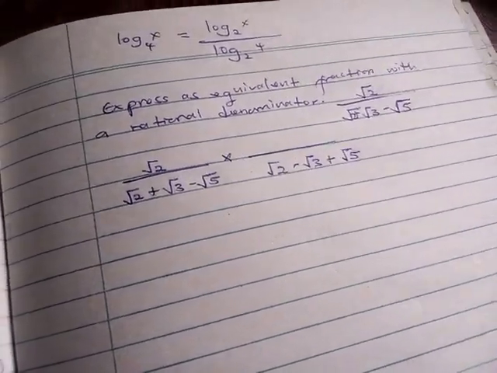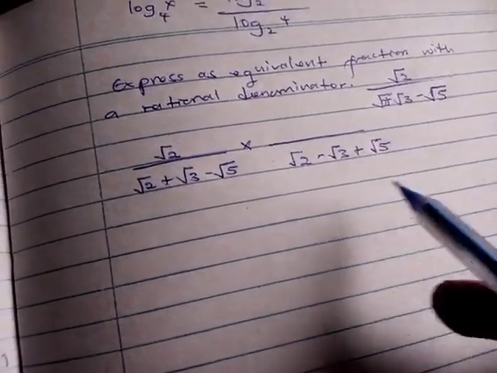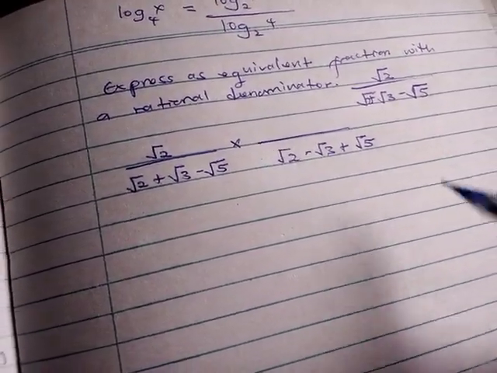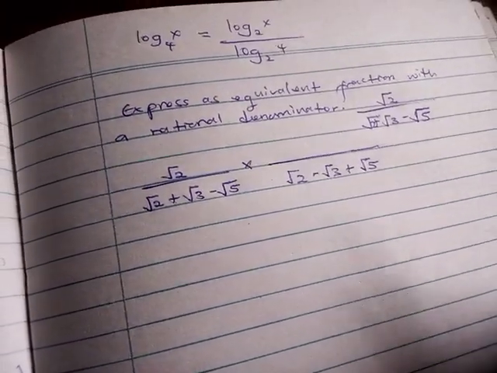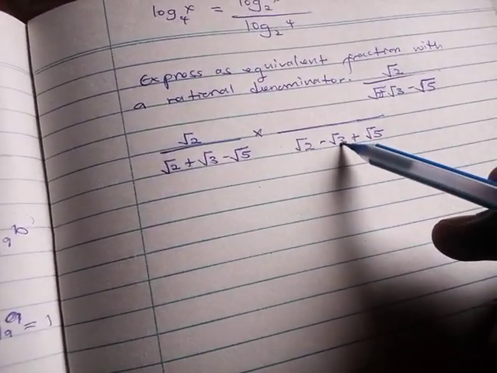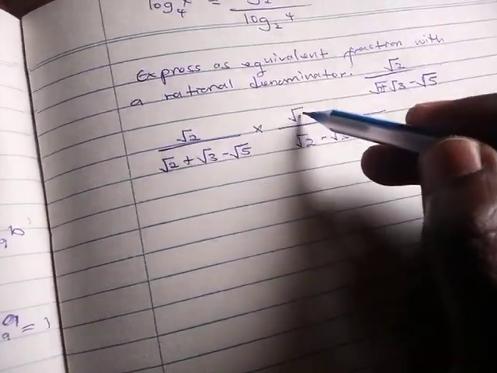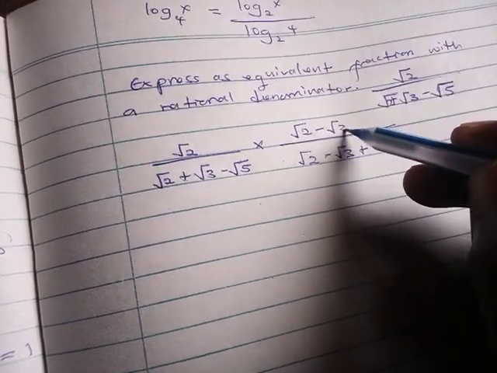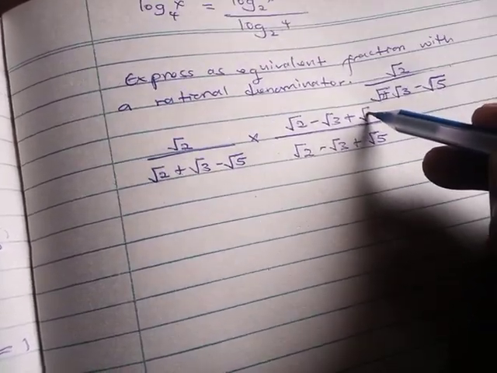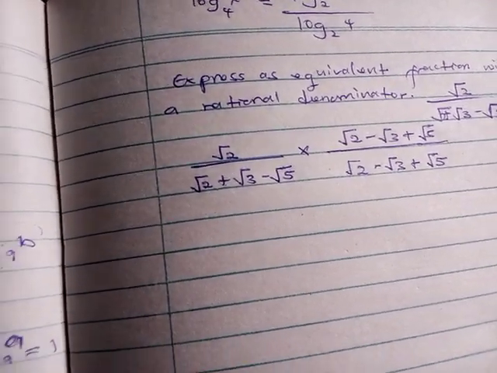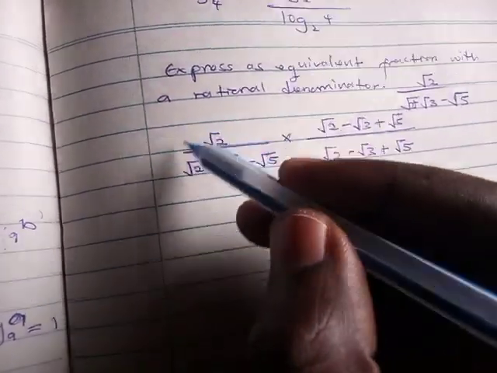I think that's where the confusion was. So the rest you can continue and do, because after getting the conjugate, it then becomes normal. The conjugate, you multiply it down and multiply it up also, times root 2 minus root 3 plus root 5. So you see that? What will be the next step?